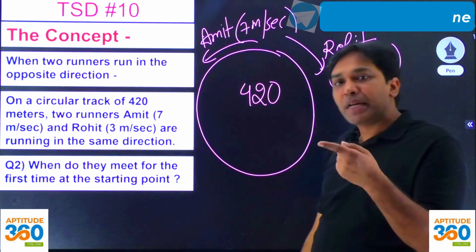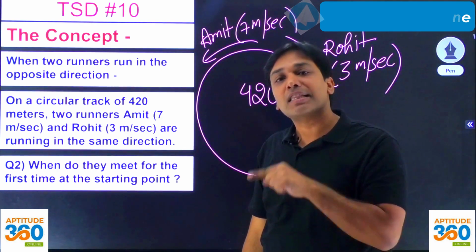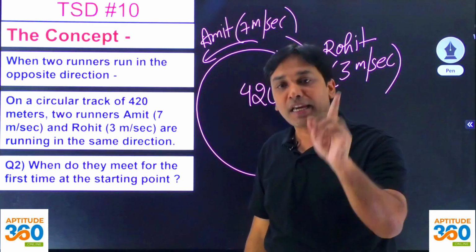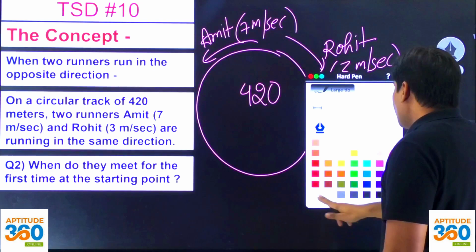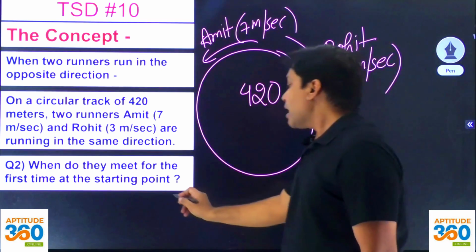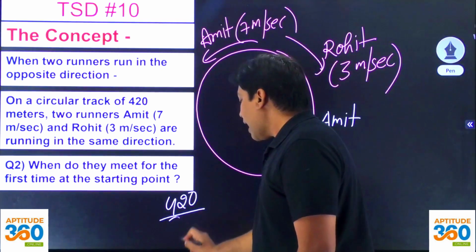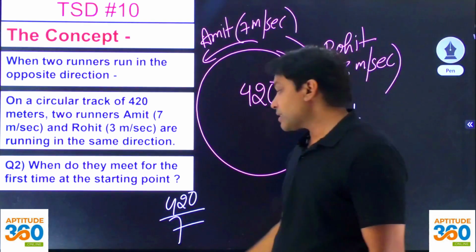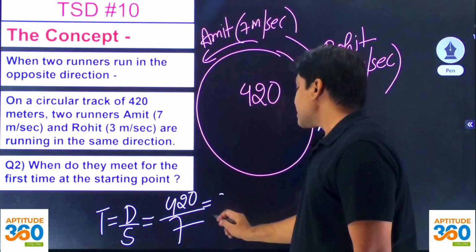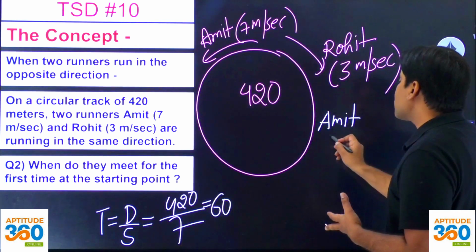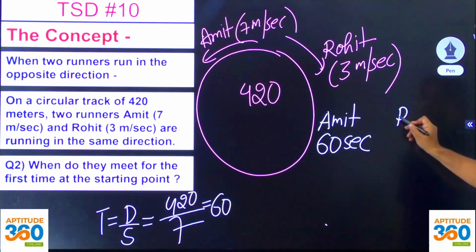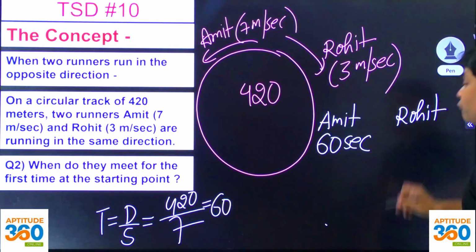And since they will have to meet each other at the starting point, first let's find out when Amit and Rohit individually reach the starting point for the first time, isn't it? So if you need to find out in how many seconds Amit is going to reach the starting point for the very first time, 420 is the circumference, and what is the speed? 7 meters per second. So time is going to be nothing but distance upon speed, and if you simplify this, it is going to be 60 seconds. So Amit is going to be at the starting point after 60 seconds, whereas Rohit is going to be at the starting point for the very first time.